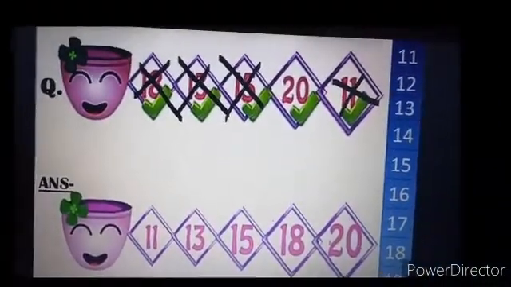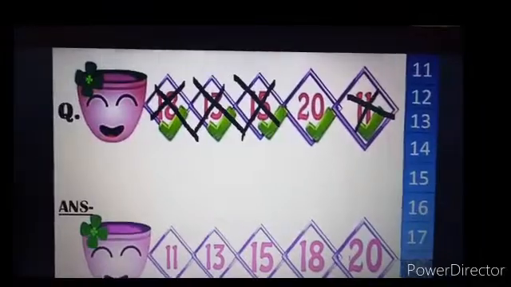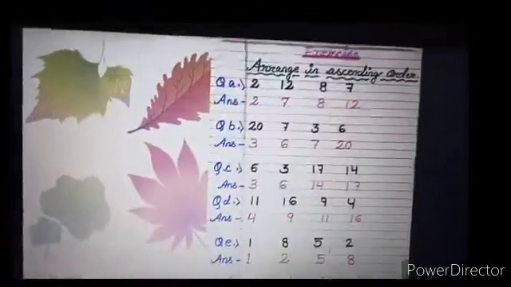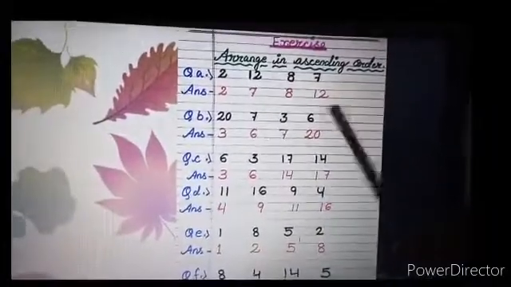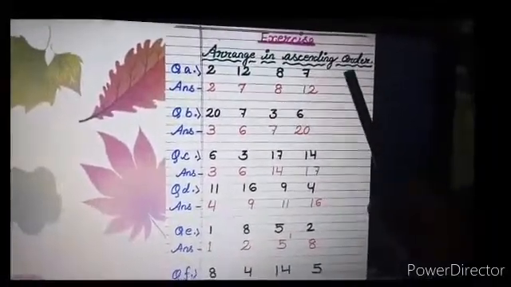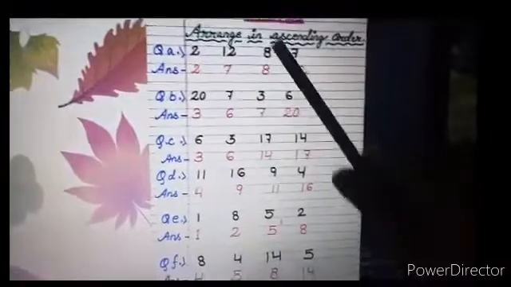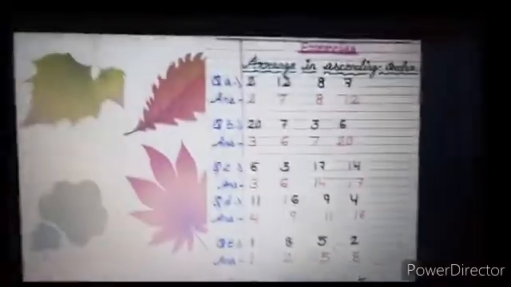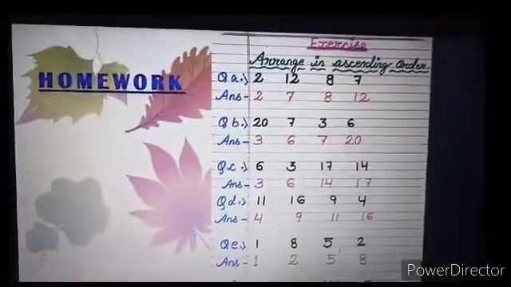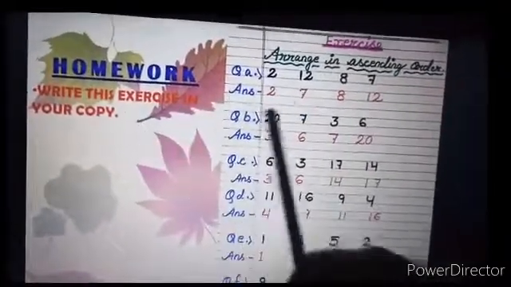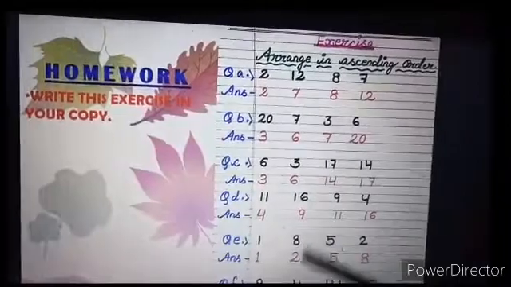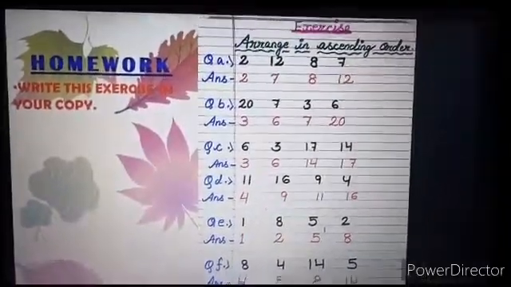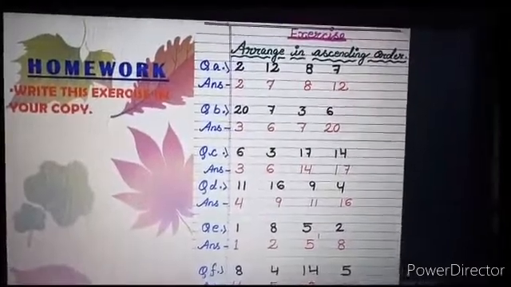Now let's move towards the exercise and homework part. Okay. See children, this is your exercise, arrange in ascending order. Okay, which I have already done. Okay, now your homework is to write this exercise in your maths copy. Okay, understood? So this is enough for today.